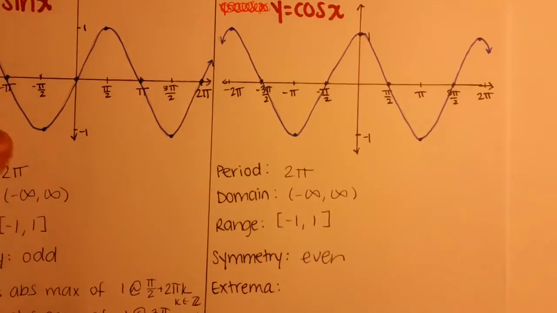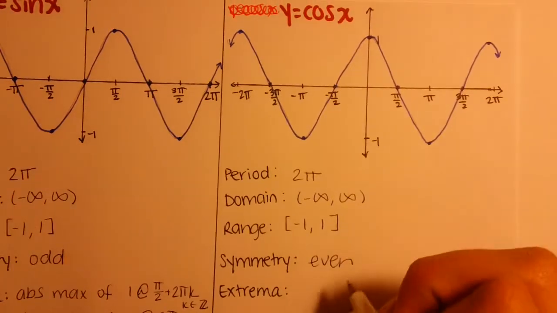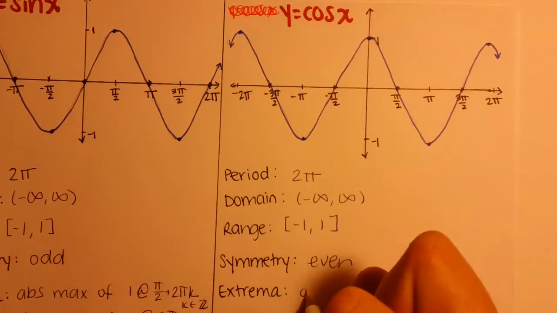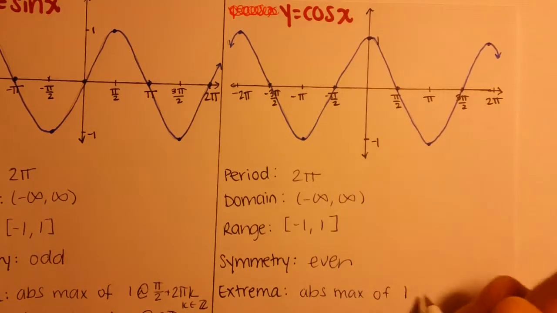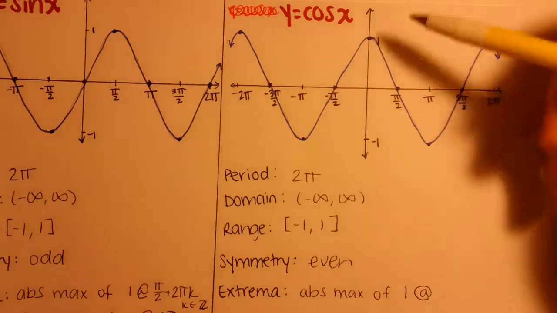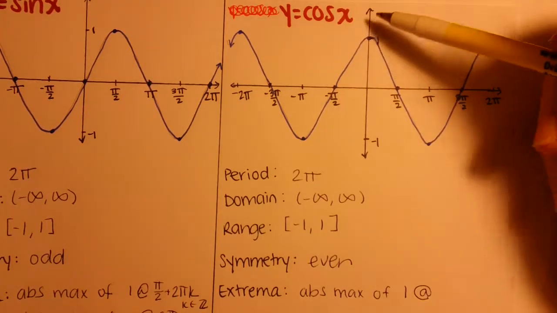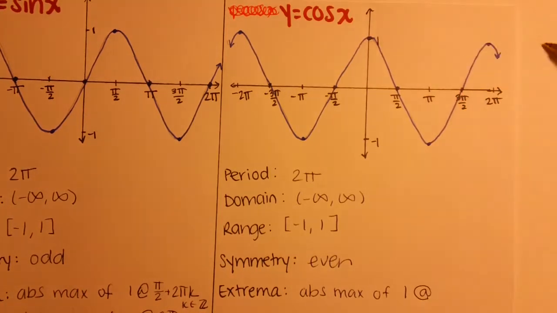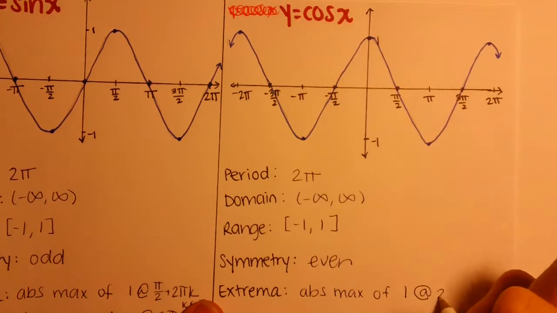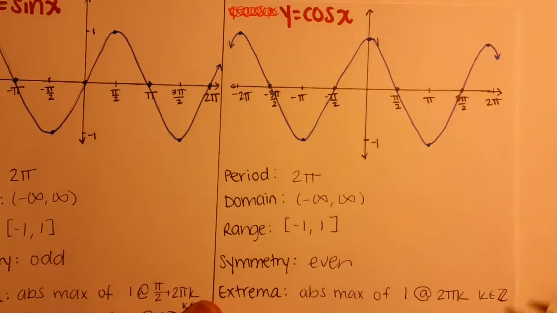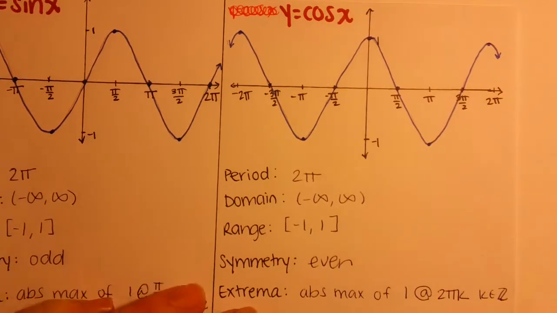Our extrema for our cosine function, we're going to have an absolute max of 1 that occurs here. It occurs at 0, and when we add 2 pi, we get back to our max. So 0 plus 2 pi is the same as 2 pi. So we can say 2 pi k, where k is an element of the integers. This little z is our integers.